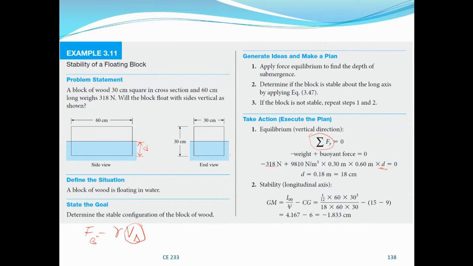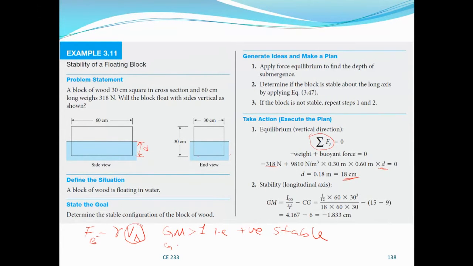Here we found D to be 18 centimeters. Now, to test the stability, we evaluate GM. As I mentioned before, if GM is greater than 1, that is positive, then our body is stable.